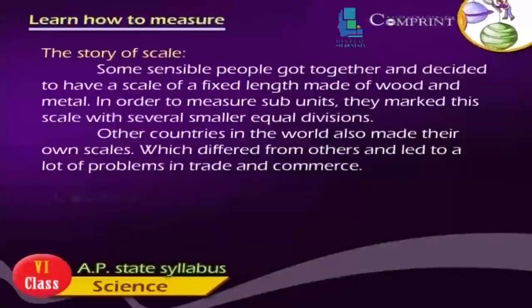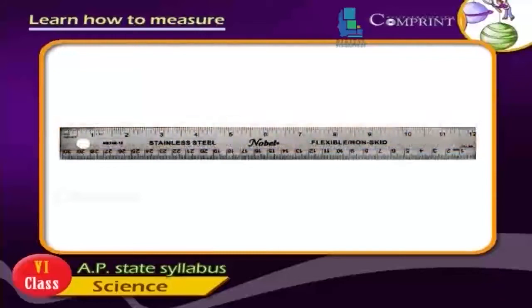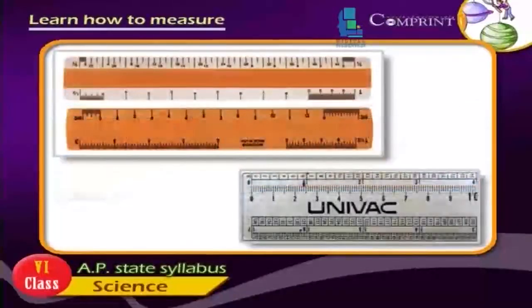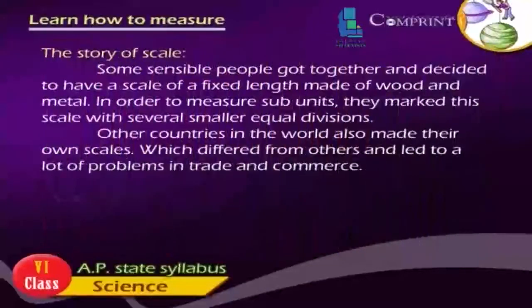The story of scale. Some sensible people got together and decided to have a scale of a fixed length made of wood and metal. In order to measure subunits, they marked the scale with several smaller equal divisions. Other countries in the world also made their own scales, which differed from others and led to a lot of problems in trade and commerce.